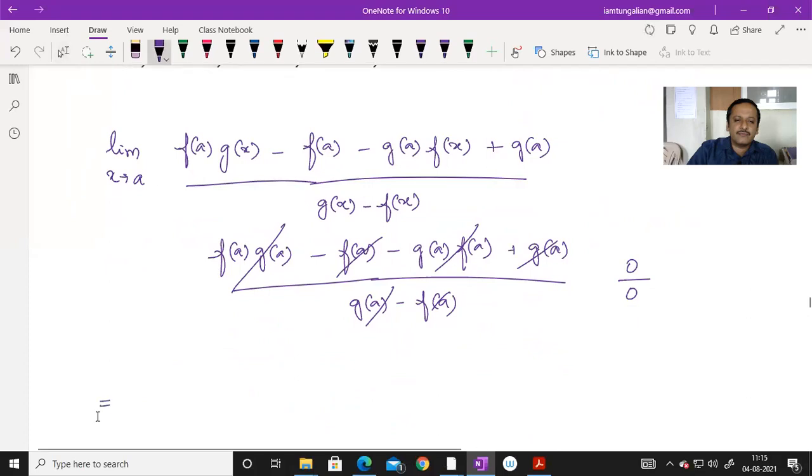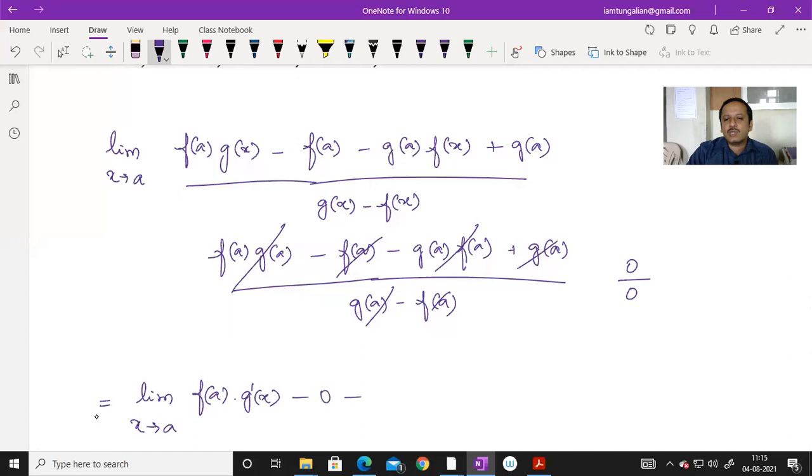If I am using L'Hospital's rule now, limit x tends to a of f of a into g of x. Here f of a is constant. Differentiate g of x, and you are going to get minus the derivative of the remaining terms.